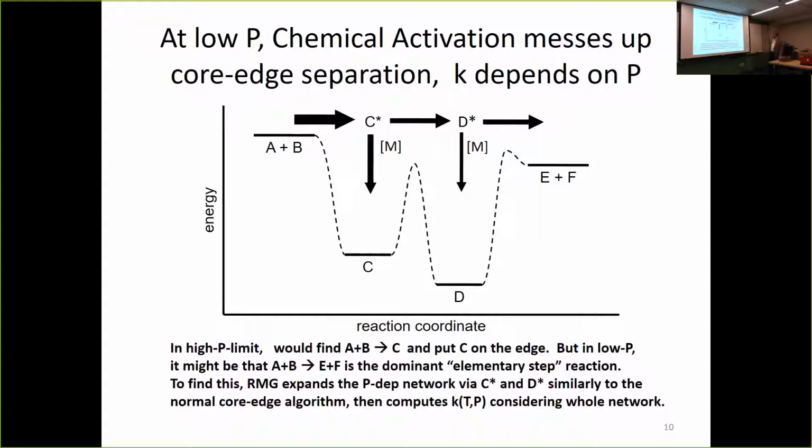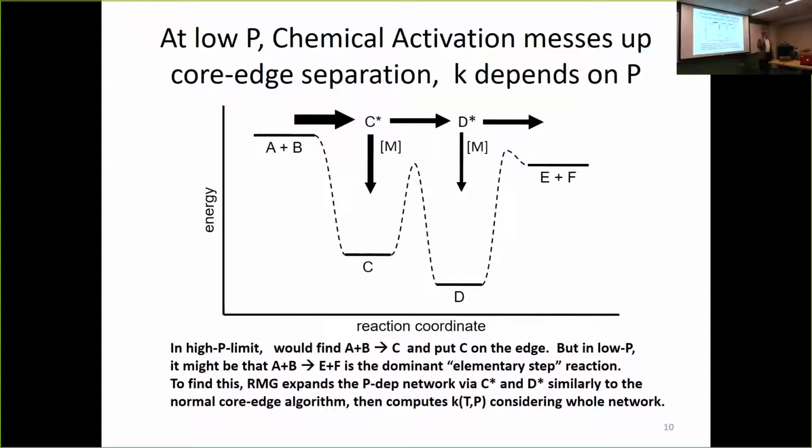Now this really causes a lot of problems for RMG, because in the high pressure limit, we would just follow the individual steps. So A plus B reacts and makes C. RMG knows about that. It puts it in, no trouble. We talked about that before. But now, at low pressure, it might turn out that A plus B going to E plus F might actually be the only important process. So pressure is very low, like interstellar space. I don't stabilize anything, and all I do is react straight across.